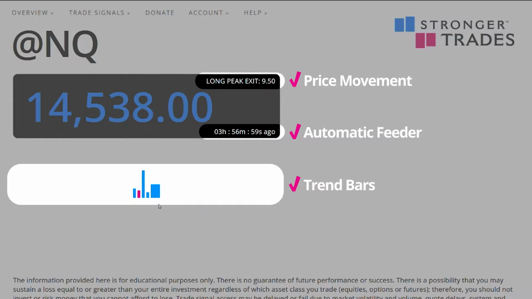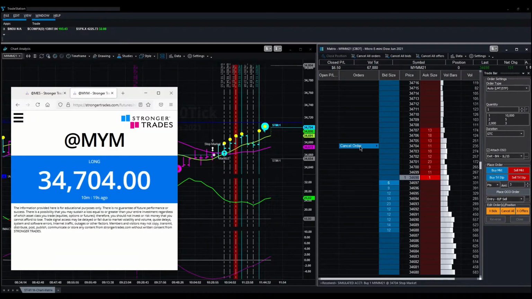take profits. Now, let's demonstrate a trade on the TradeStation platform. The entry signal says there is a long at 34,704 on MYM, which is exactly where we placed our order.